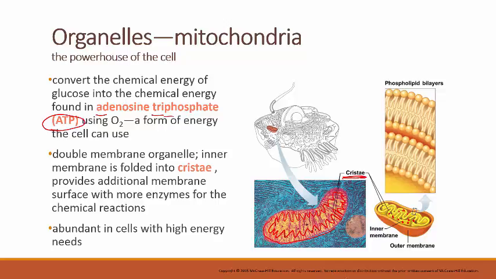And so all that folding gives us lots of surface area so that we can have more enzymes packed inside of this mitochondrion, giving us the ability to make lots and lots of ATP. And the more a cell uses energy, then the more ATP we'll generally see associated with that cell. Alright, so that's the mitochondrion, responsible for producing usable chemical energy for the cell.